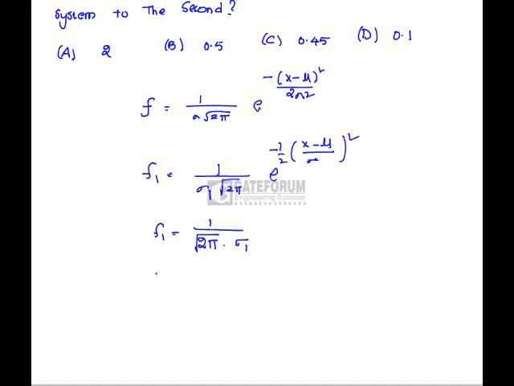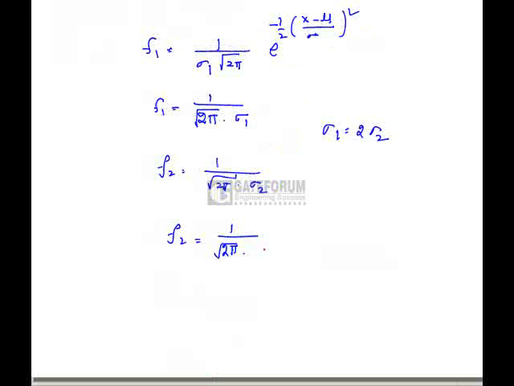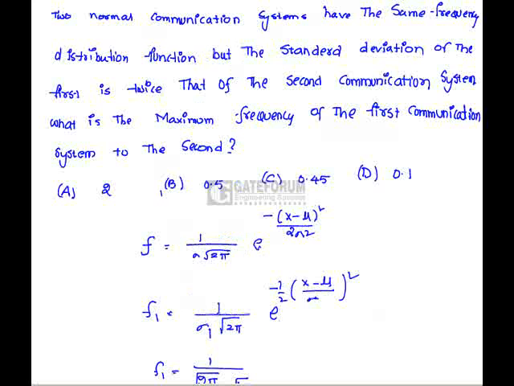Similarly, f2 is 1 by (root 2 pi sigma 2). We know that sigma 1 is 2 sigma 2 from the given data itself. So f2 is nothing but 1 by (root 2 pi), sigma 2 is nothing but sigma 1 divided by 2, that is 2 f1. So f1 by f2 is the frequency ratio, that is 0.25. Hence option B is correct.